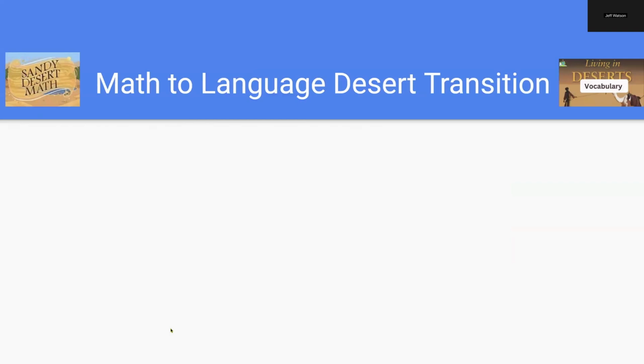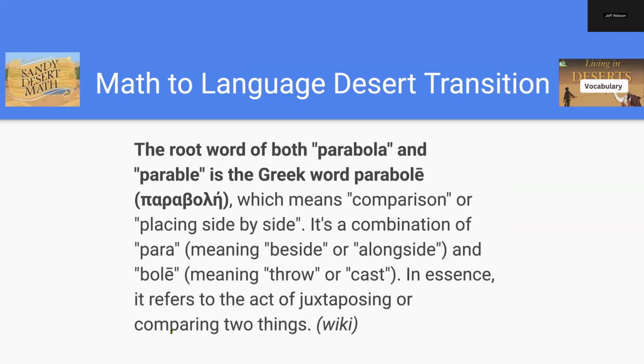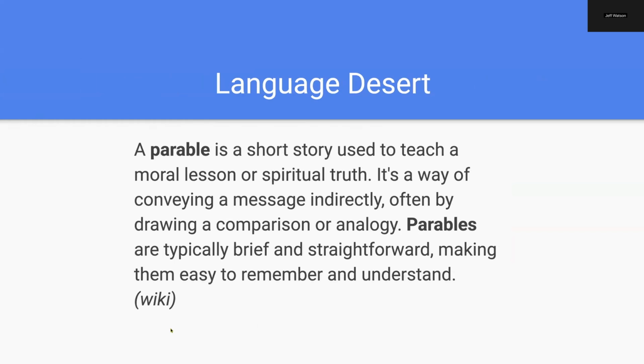Now we'll go and look at language a little bit. The root word for both parabola and parable is the Greek word parabole, which means to compare or place side by side, coming from para, meaning beside or alongside, and bole, to throw or to cast. So again, from Wiki, a parable is a short story to teach a moral lesson. They're usually brief and straightforward, trying to make them easy to remember and to understand.